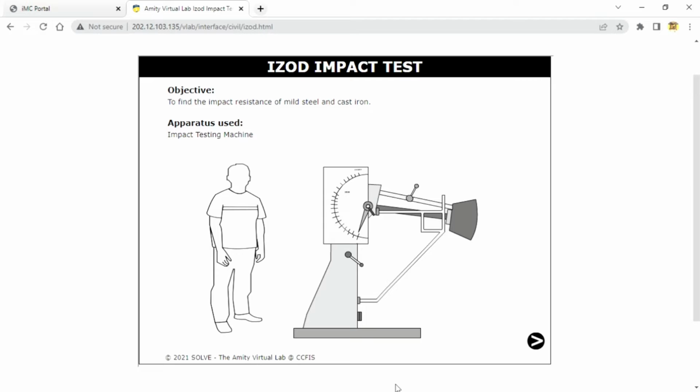33DCE21F1023. So today we are going to talk about the Izod impact test. Firstly, the objective of this test is to find the impact resistance of mild steel and cast iron. The apparatus we have used is an impact testing machine.